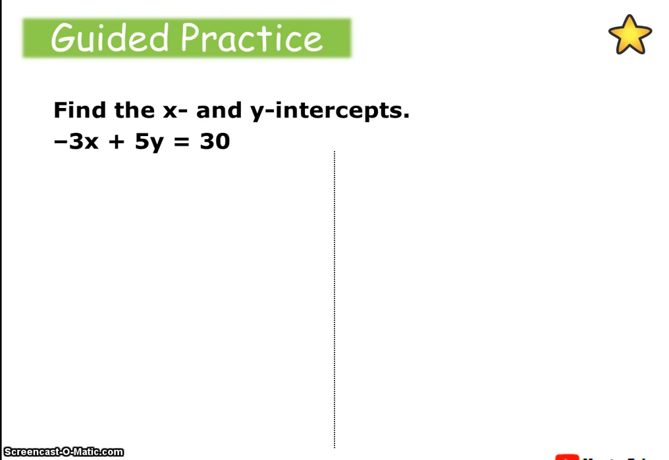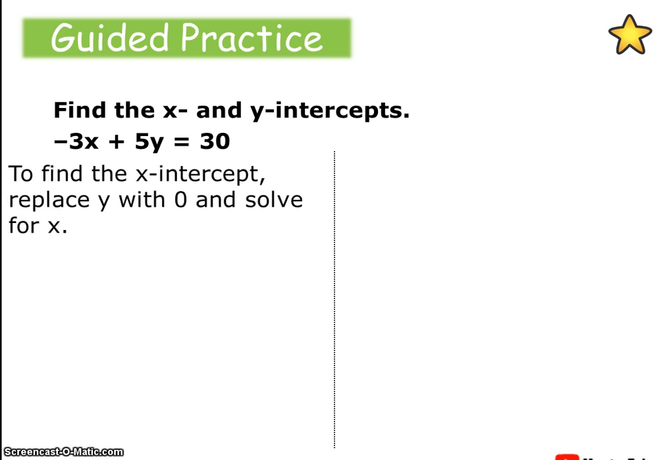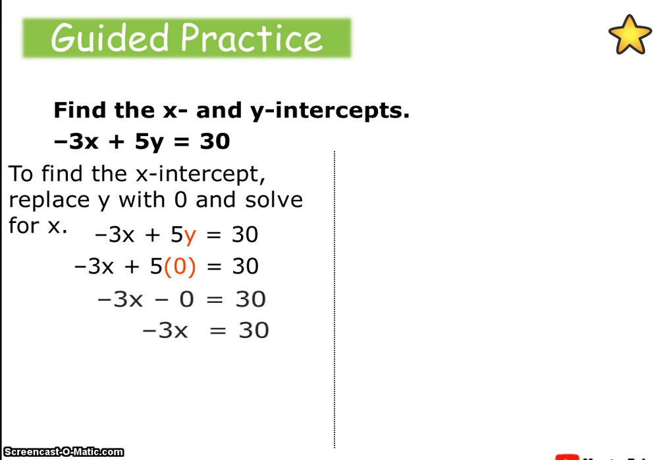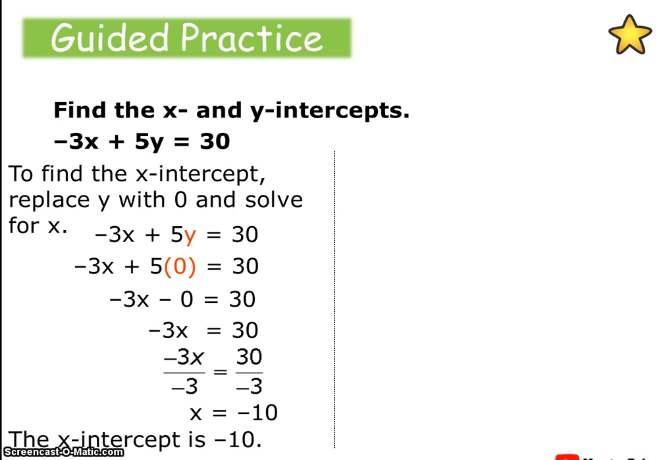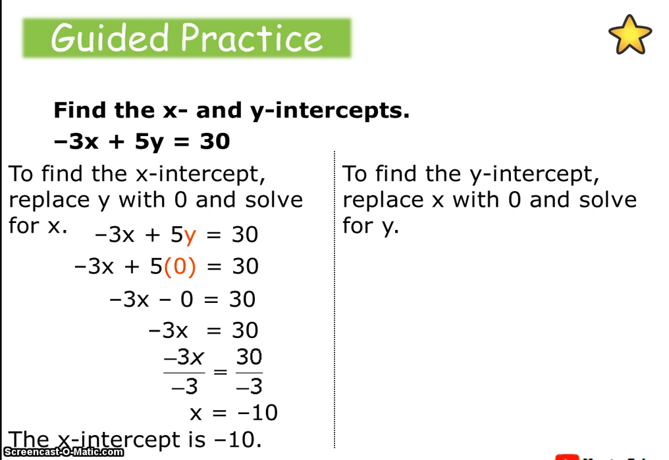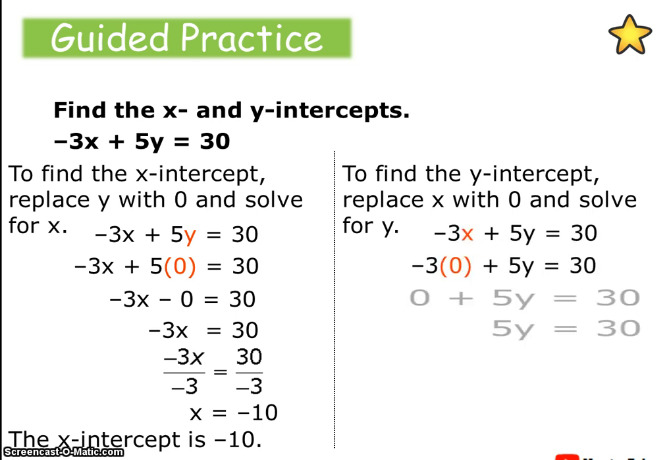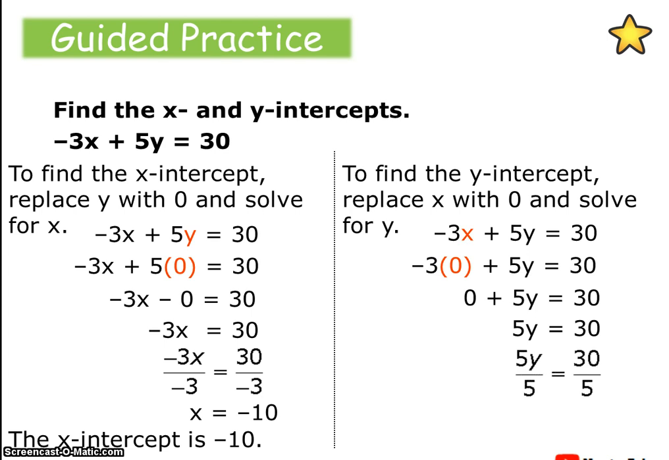Alright, welcome back. So hopefully you plugged in, to find the x-intercept, we plugged in 0 for y. That gives us ultimately -3x equals 30, which gives us an x-intercept of -10. Likewise, to find the y-intercept, I'm going to plug in 0 for x. And that's going to give me y is 6. The y-intercept is 6 when x is 0.